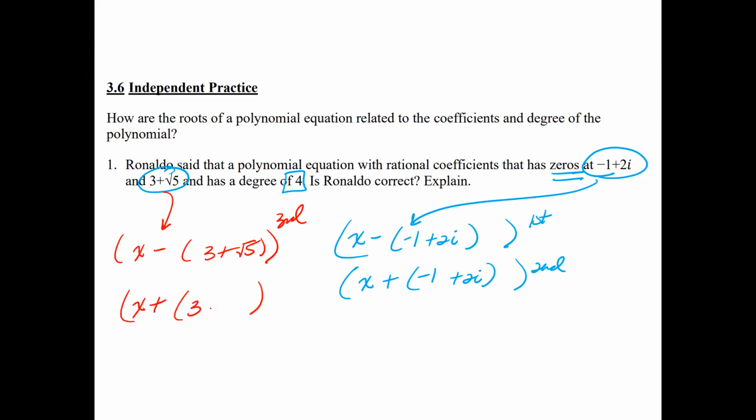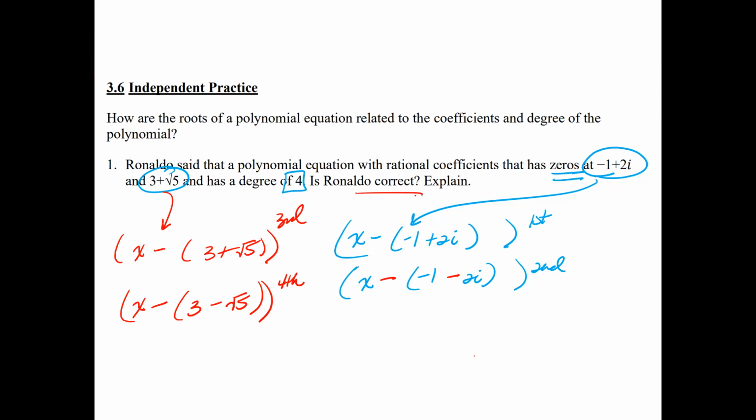Oh, you know what? Hold on a second. I just totally realized I made a mistake here. Hold on. Sorry. So x minus -1 minus 2i. So this part doesn't change. The minus doesn't change. This part here, it's still x minus 3 minus the square root of 5. And this will be your fourth.